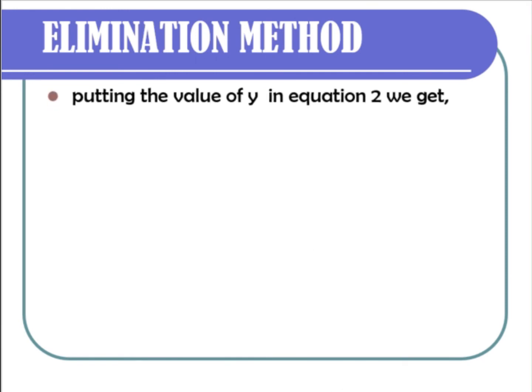Ngayon na may value na tayo ng x na 5, ay kukunin naman natin ang value ng y at gagamitin natin dito ang equation 2. So, ang equation 2 natin ay 2x plus 3y is equal to 4. Isa-substitute natin yung 5 sa x. We'll now have 2 times 5 plus 3y is equal to 4. 2 times 5 is 10 plus 3y is equal to 4.